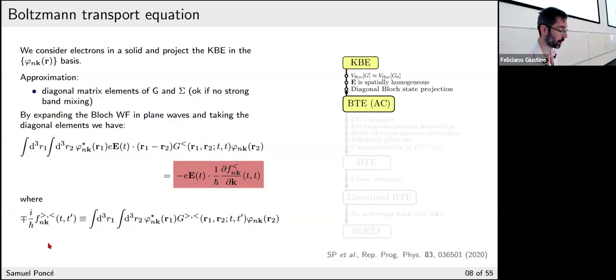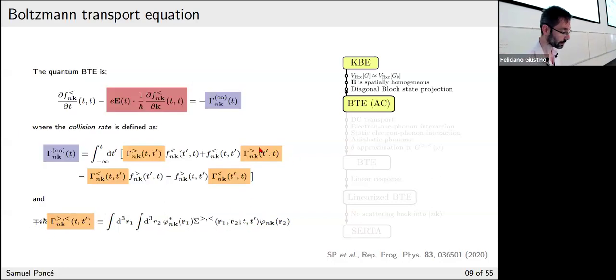And then you obtain this equation where I have defined a sort of generalized occupation function that is defined as such. So you have your lesser or greater Green's function that is basically Bloch projected. So this is simply a definition. And so you get that this is equal to your field and then the derivative of this generalized occupation function.